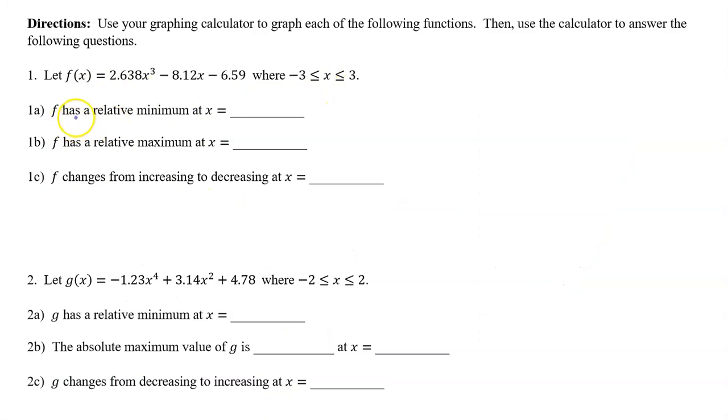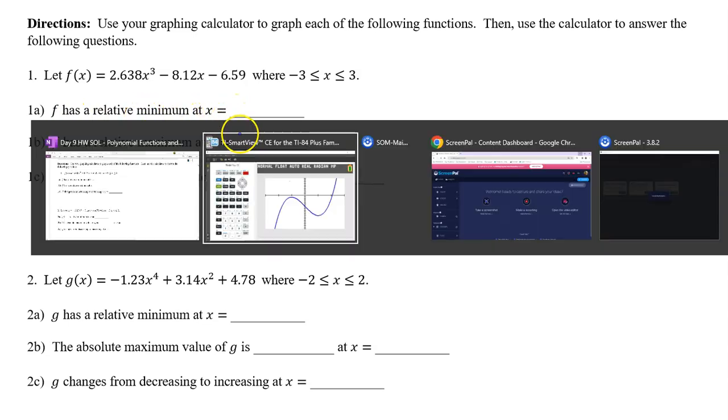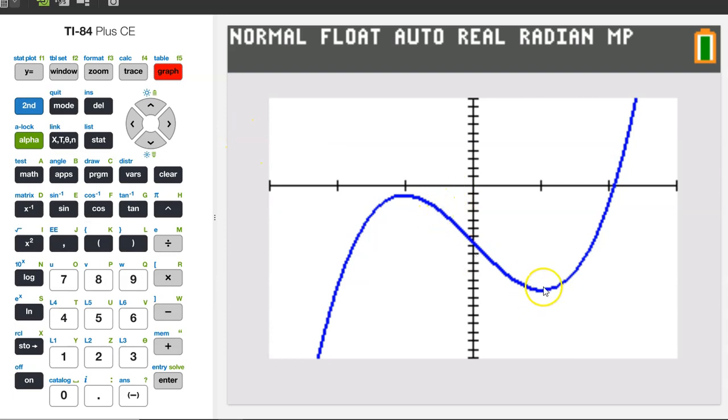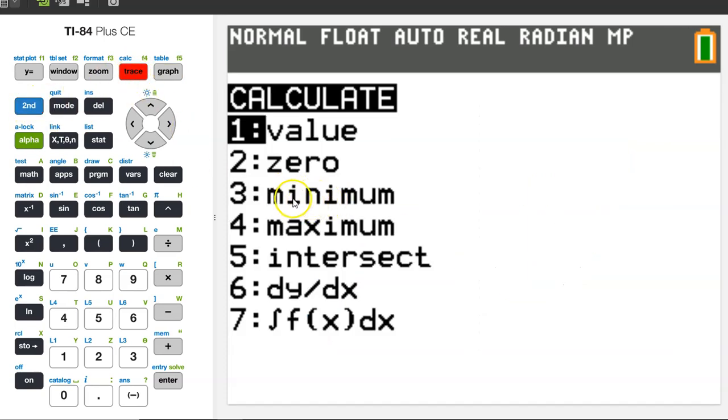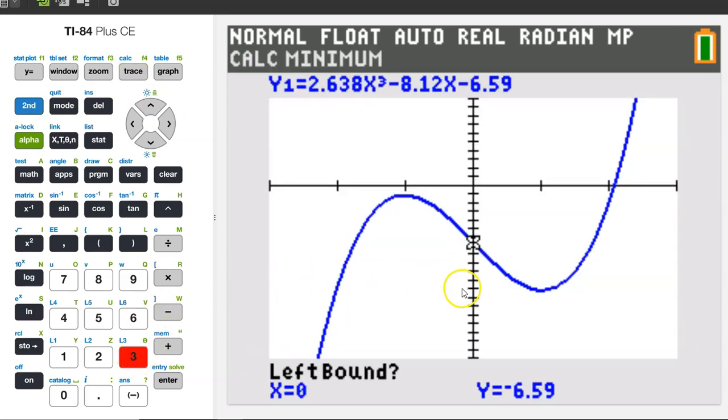So it says we need to find where f has a relative min. Alright, we need to find that x value. So we see the relative min is going to be over here. It looks like it's somewhere near +1, but we need to be precise to 3 decimal places. So hit second trace, and for a relative min we use option 3. When it says left bound, use your arrow keys to move the pointer to somewhere to the left of where you know the relative min to be, and hit enter.